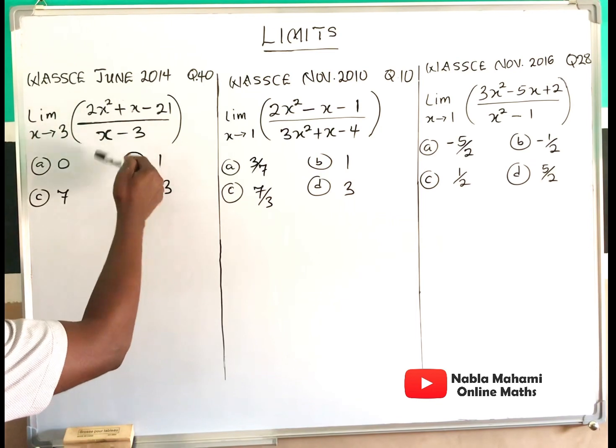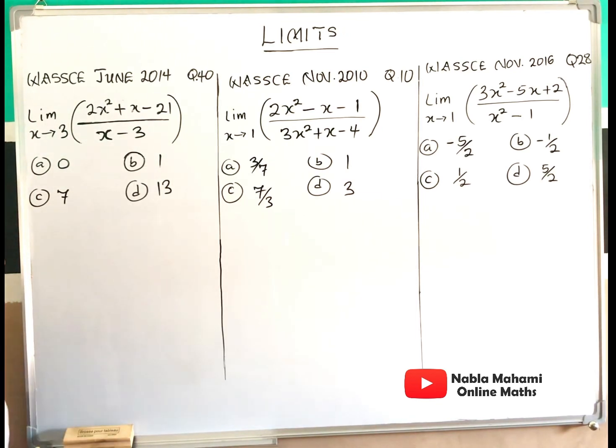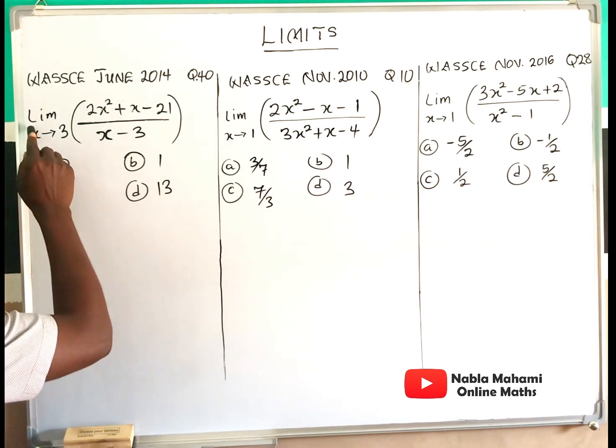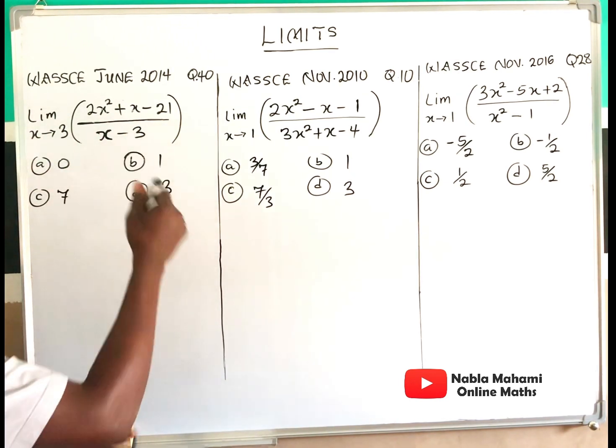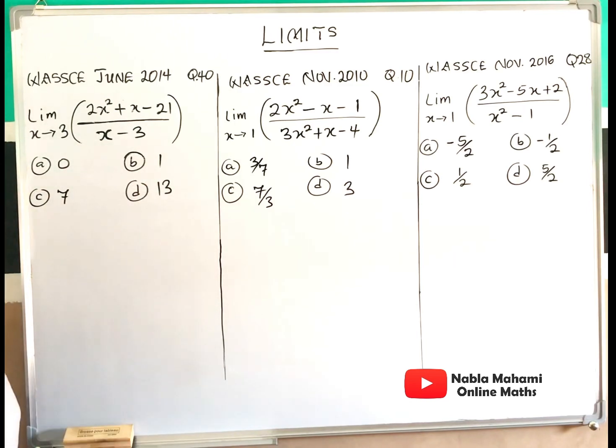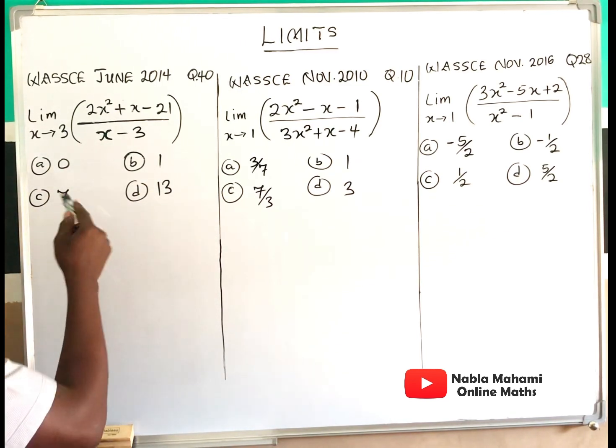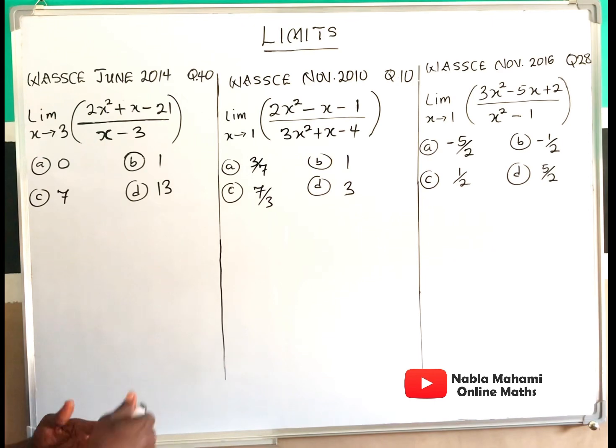Example 1 is June 2014, question 40. What is the limit value as x approaches 3 of (2x squared plus x minus 21) all over (x minus 3)? This means that whenever you see x, you are putting 3.